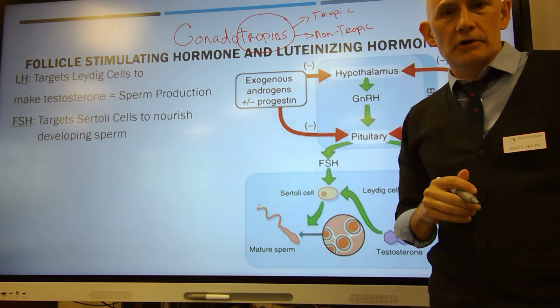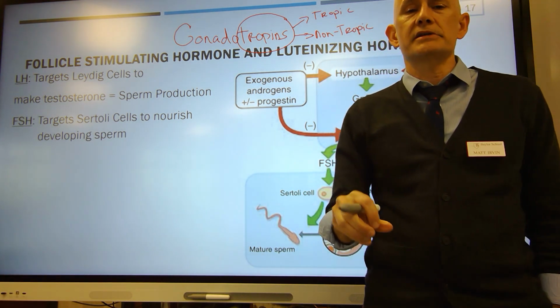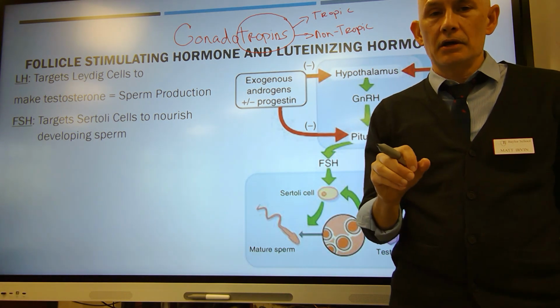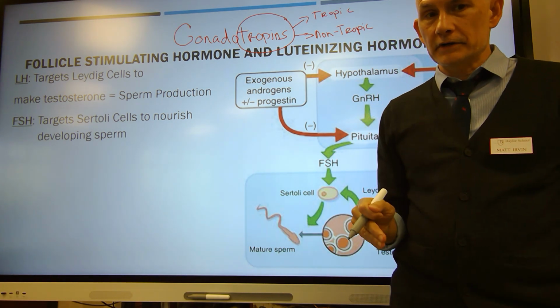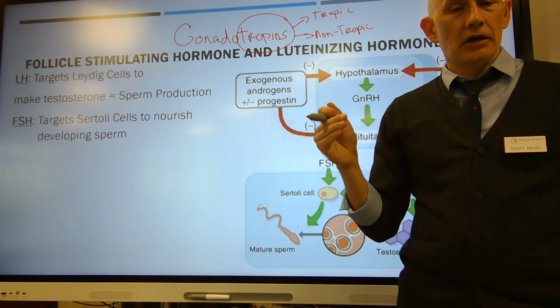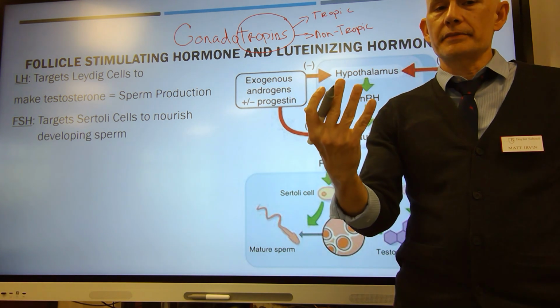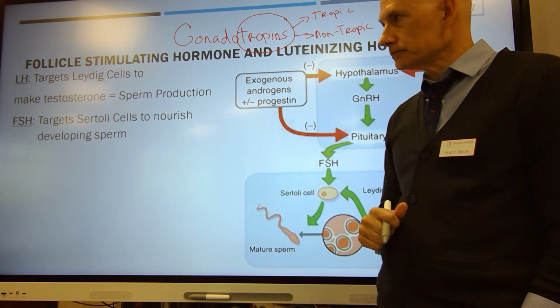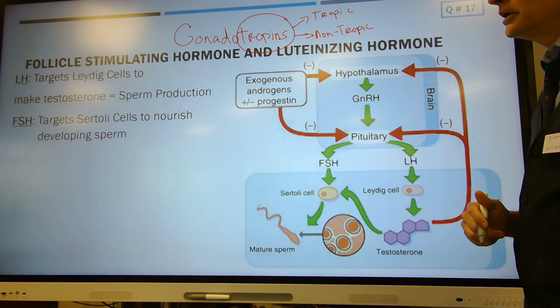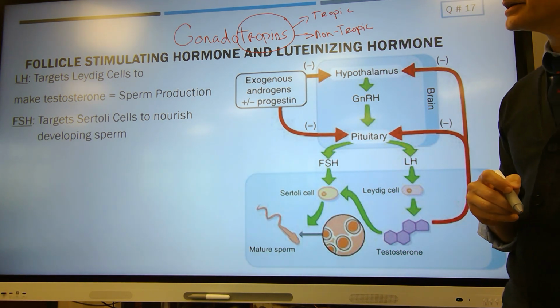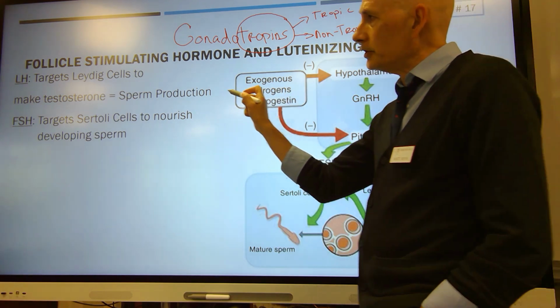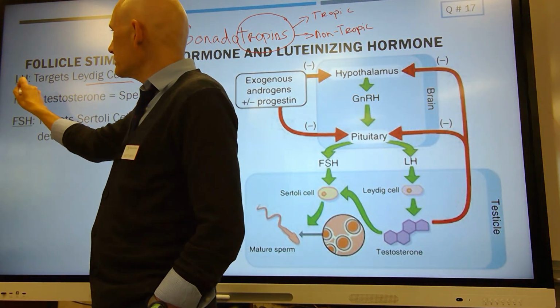Non-tropic hormones are the ones that go to the target cell and do a specific action that is not endocrine in function. So when insulin goes to a body cell, it causes the body cell to absorb glucose. So that is non-tropic. All right, so our Leydig cells are going to be the target of luteinizing hormone.